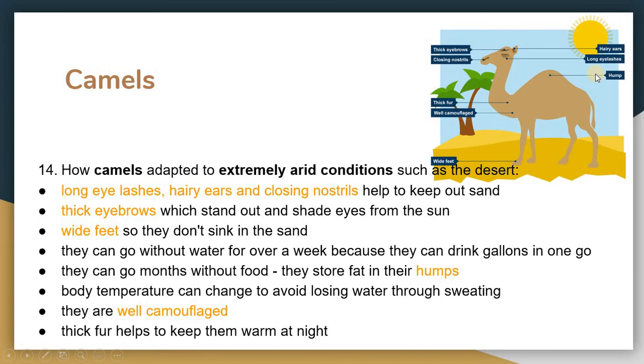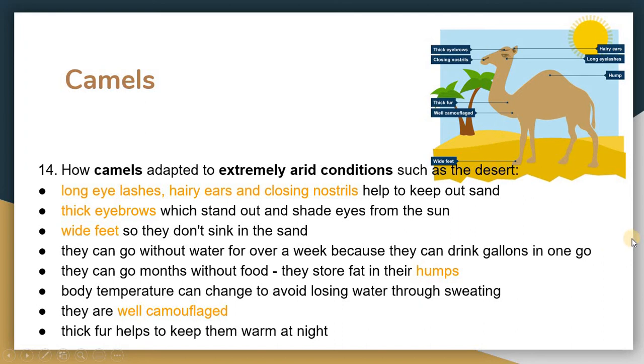So if you were to watch a movie, you tend to see people wearing sunglasses in the desert because the sun's really glaring. Of course, a camel also has wide feet so that they don't sink in the sand, and they can also go over a week without water, because you don't really get water in the desert, so they often have to drink gallons in one go. Their body is actually built to do such a thing.